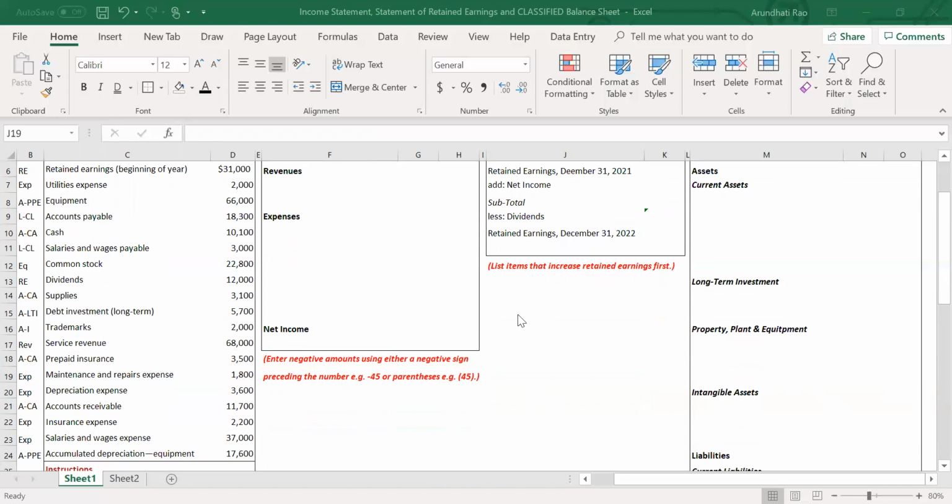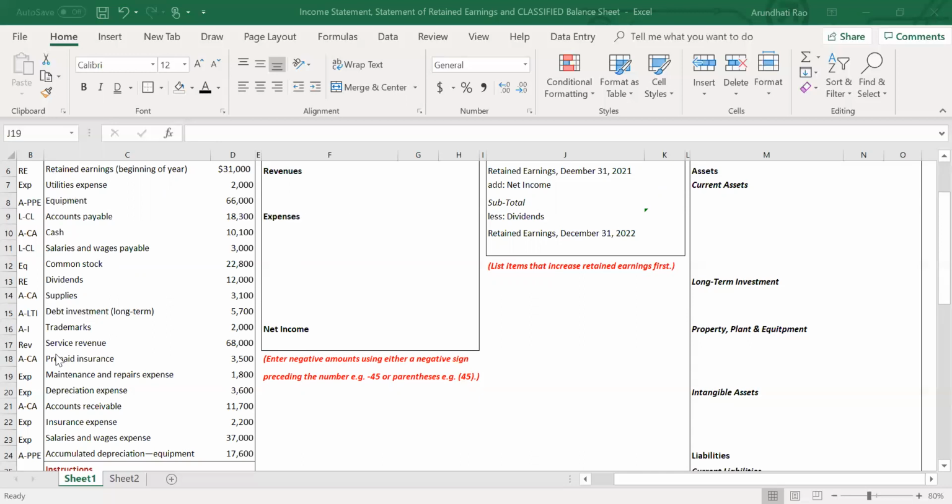Again, as I had mentioned in the previous exercise, we have one of 2 ways in which we can do this. As I've already identified what these accounts are, I could prepare one statement at a time, or I can go down the list and take each item and put it in the relevant place. So in this case, I'm going to prepare one statement at a time.